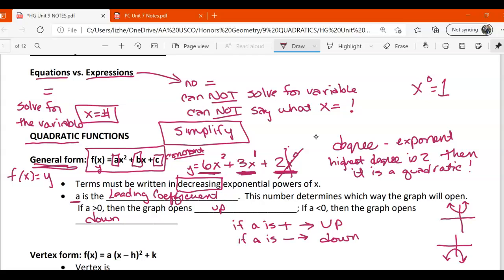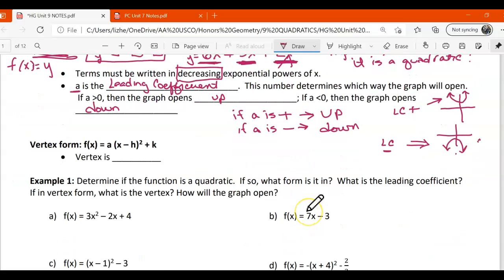So even though I don't know anything about the equation of this graph, I know that the leading coefficient has to be negative because it's opening down. This graph, I don't know much about it. I don't know the equation or anything, but I know the leading coefficient has to be positive because it's opening up. Okay, vertex form. Here's another form of a quadratic.